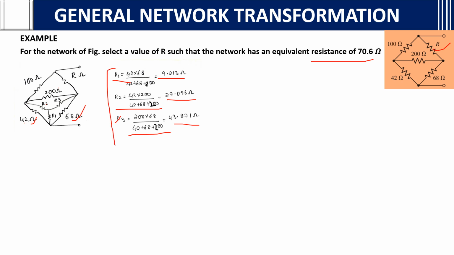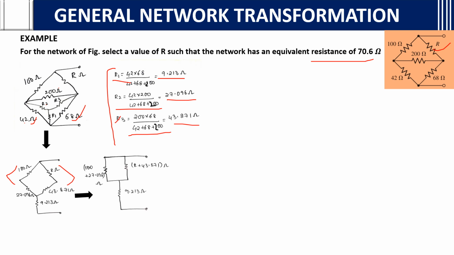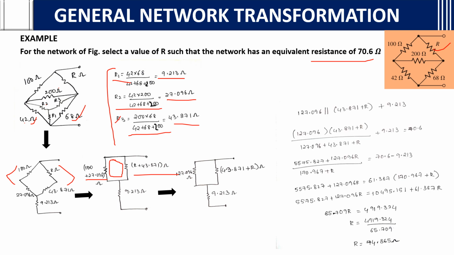After getting R1, R2, R3, the network also changes. How will it change? This 100 and R stay the same. These resistances will convert from delta to star. After converting, these two are in series, and these two are in series. Then add up, and you will get the equations in this form. After adding up, these two are in parallel. If these two are in parallel, you need to calculate the parallel resistance. How are we going to calculate it? We will see.